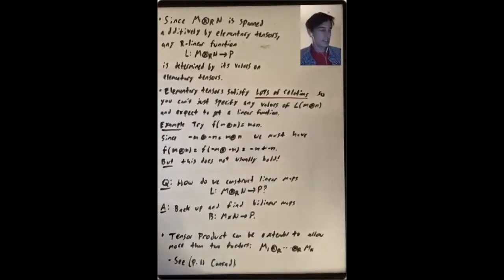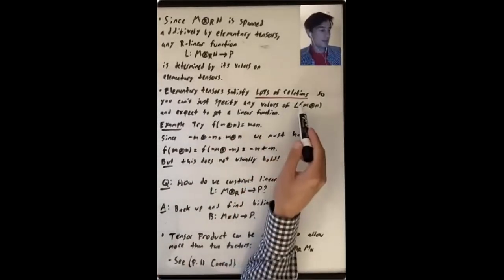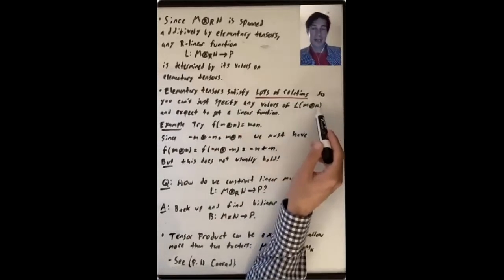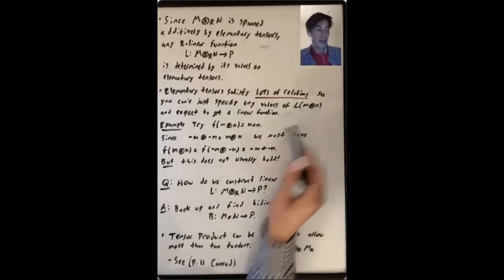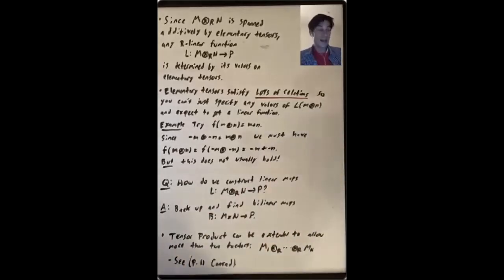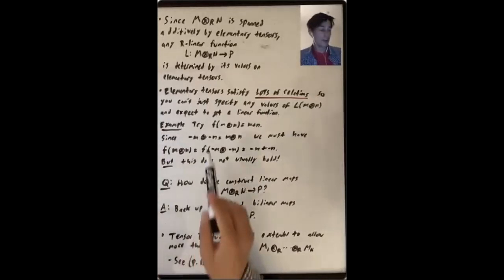So you can't just specify any values you want of L on tensor n, values of L at these simple elementary tensors, and expect to actually get an R linear function. The values you specify need to respect the relations among the elementary tensors in your tensor product. So here's an example for you to think about.